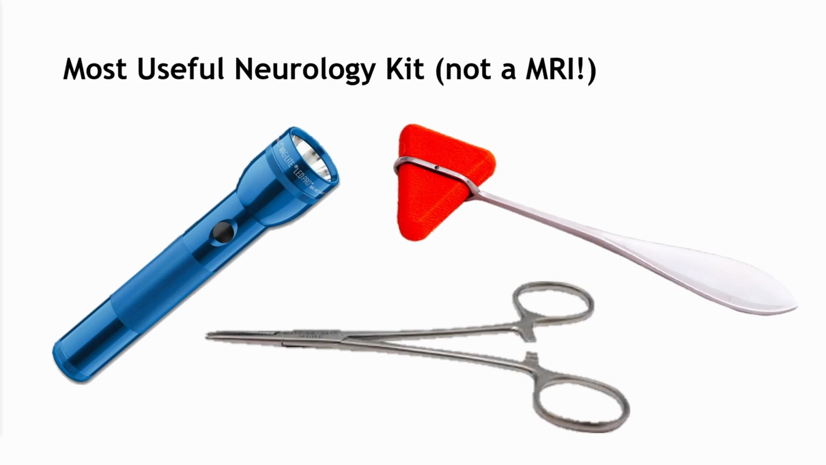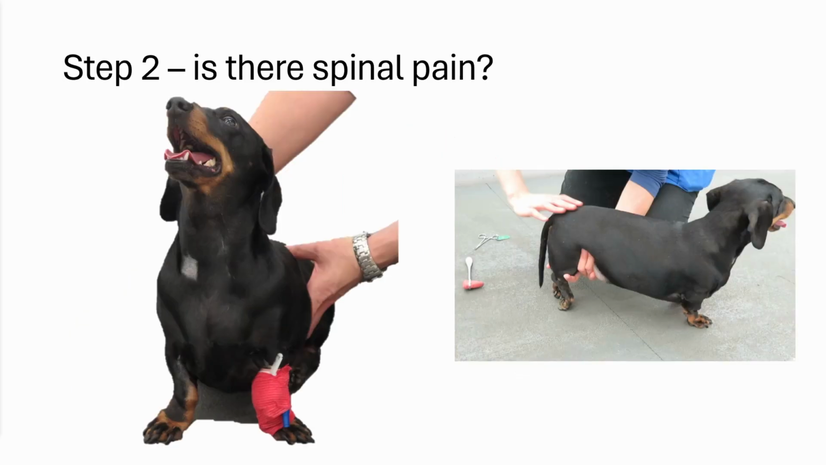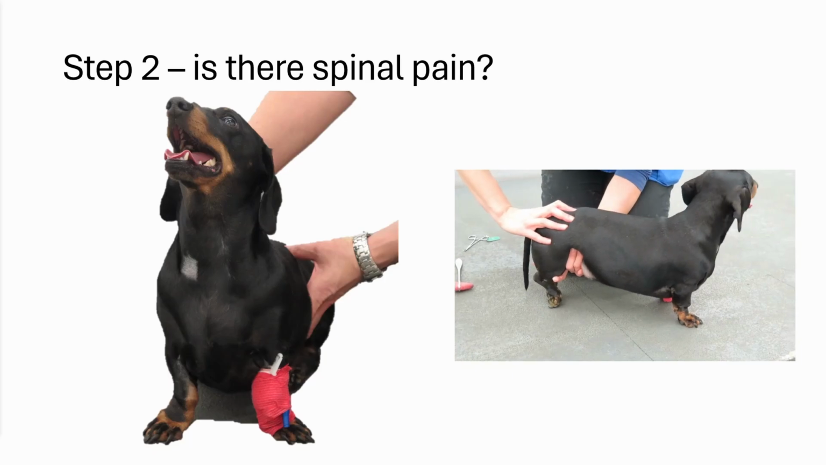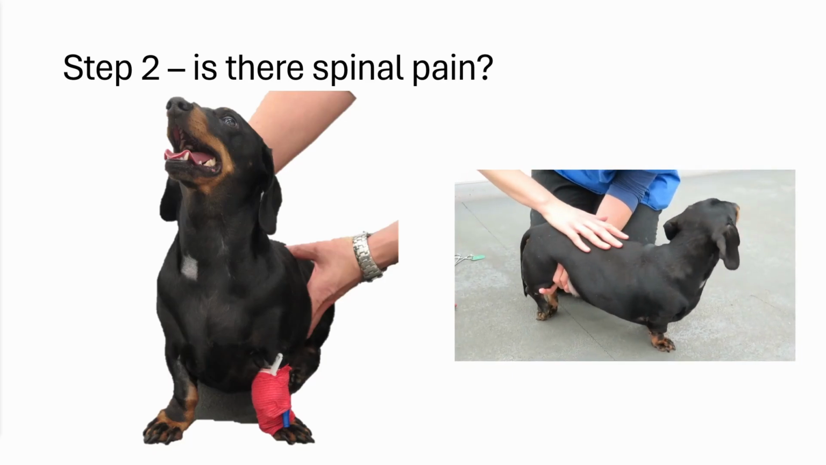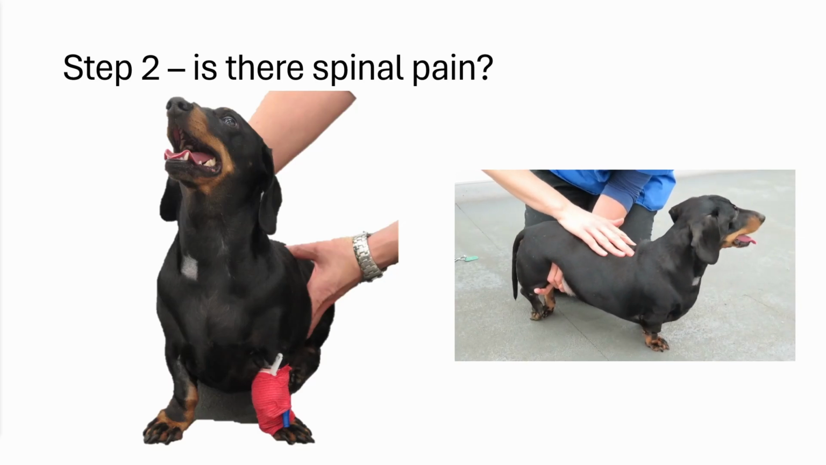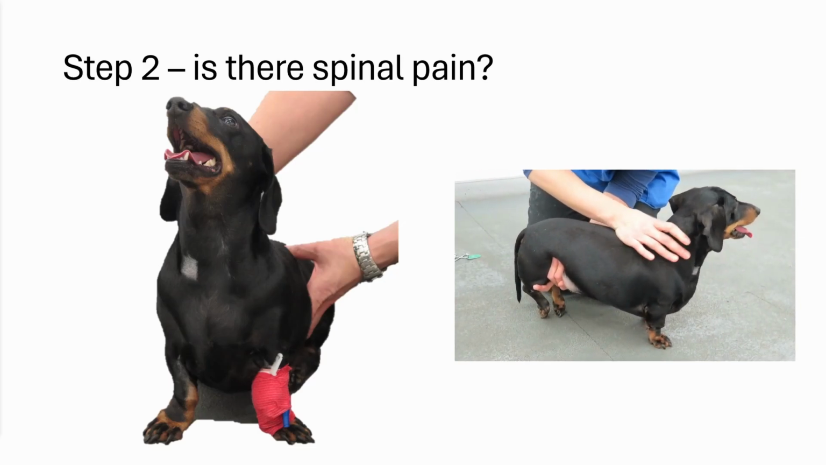So I'd like to remind you that the most useful neurology kit is not an MRI scanner. It is simple equipment that doesn't cost very much. Our next step is whether or not there's spinal pain, which is assessed usually either going from front to back. I typically go from back to front, however.